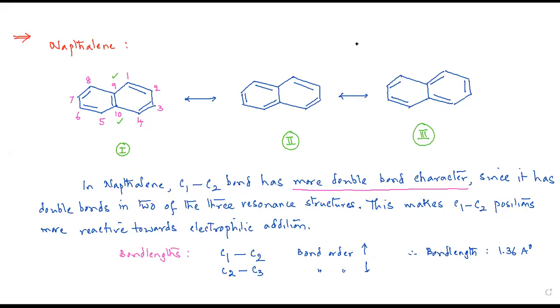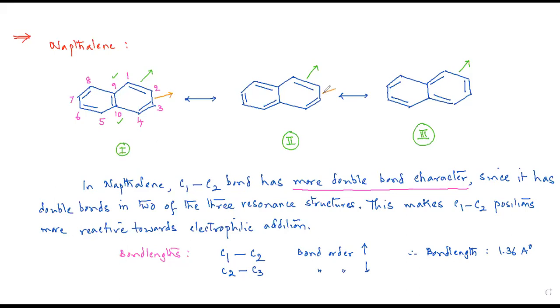Let us show that. 2 plus 2 plus 1, 5/3. That will give you the bond order: total number of bonds by the total number of contributing structures. 2 plus 2 plus 1/3 in case of C1, C2. In case of C2, C3, it will be 1 plus 1 plus 2/3. Lesser bond order.